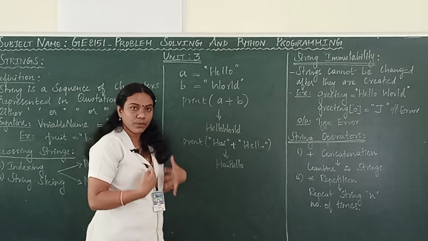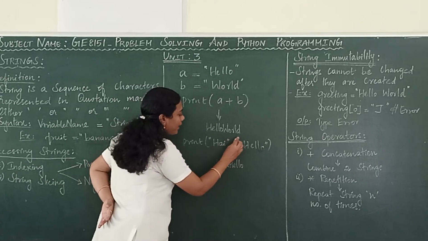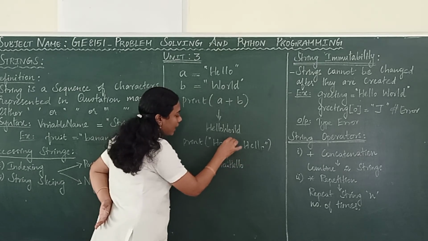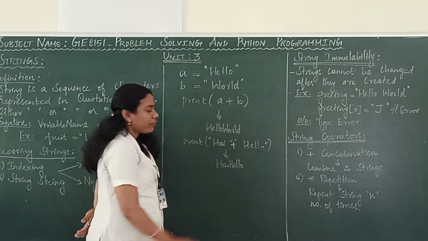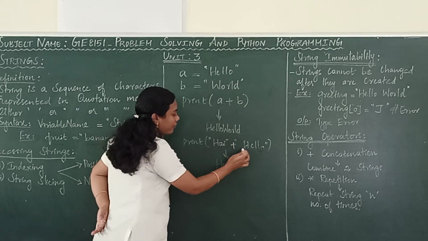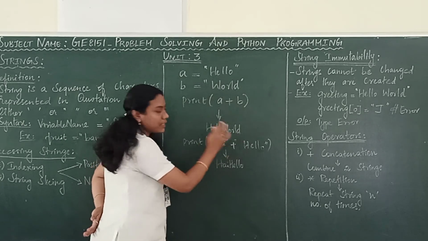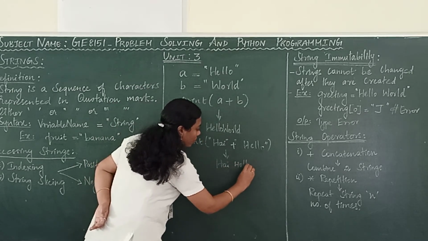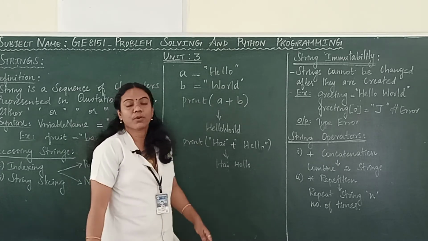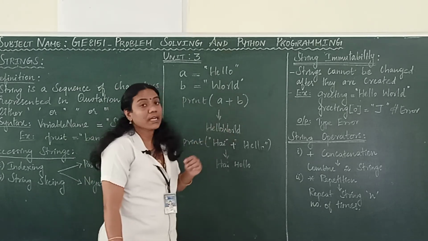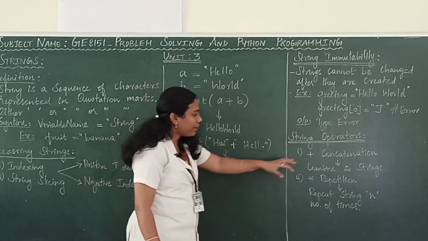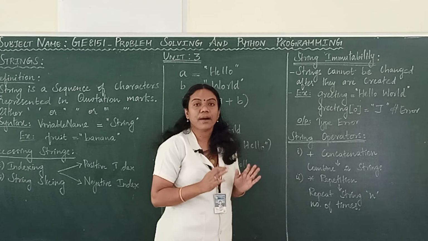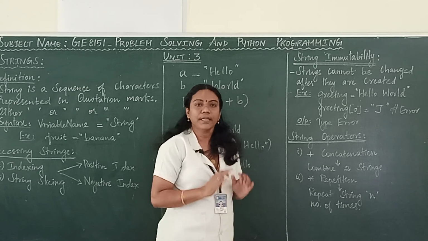Okay, if I need to introduce a space, I need to provide a space here, or a space after the first string. If I provide a space before this h, then in my output also I will get a space. Otherwise, no space will be provided automatically by the concatenation operator. So the main use of plus is to do concatenation, which means combining two strings or joining two strings.